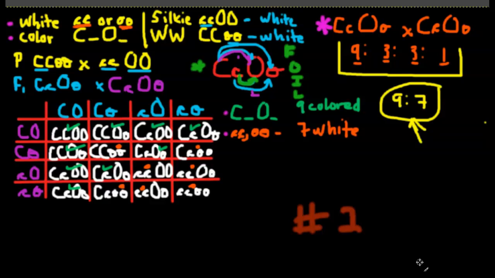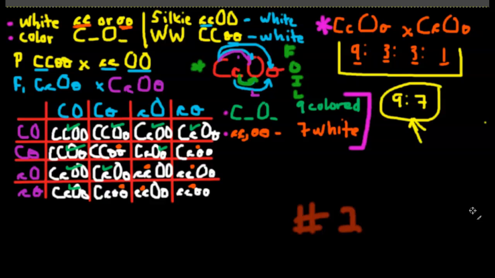There are four different phenotypes in a 9 to 3 to 3 to 1 ratio. In our case of epistasis, we did not get the 9 to 3 to 3 to 1 ratio, we got 9 to 7. And we actually only had 2 different phenotypes. So not all epistasis is going to have a 9 to 7. This is just one type.